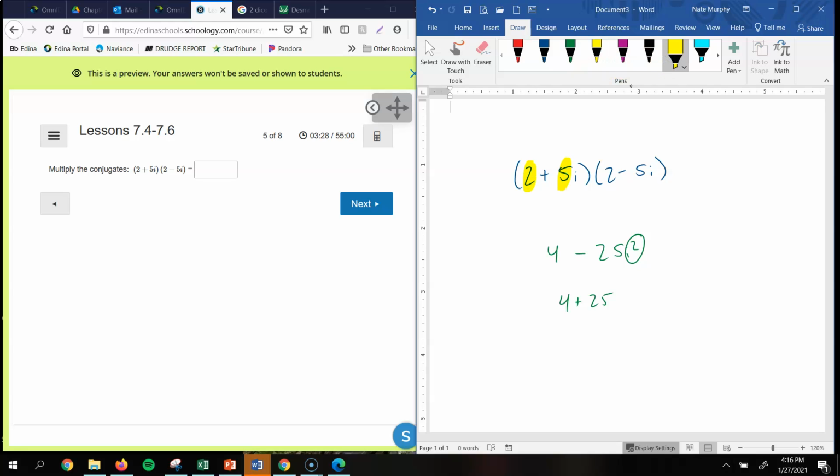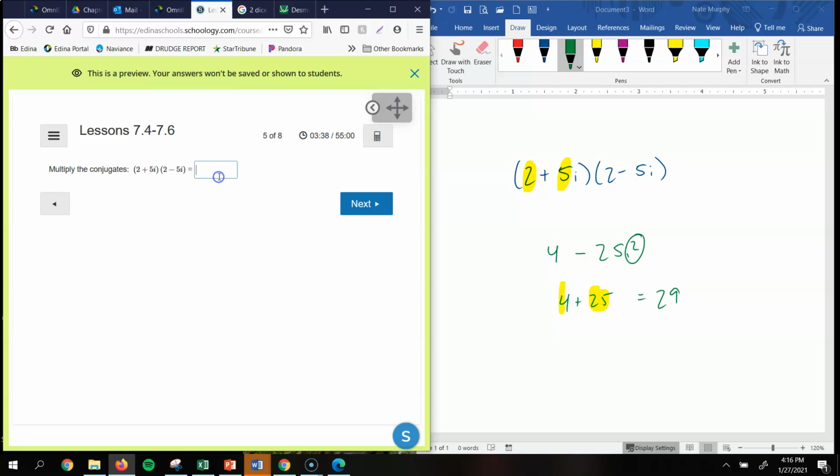The other shortcut is, since these are conjugates, just ignore the signs and just square the two values, the 2 and 5, and add them together. So 2 squared is 4, 5 squared is 25, and 4 plus 25 gives you your answer, which is 29. So when you multiply those two conjugates together, you just get 29. There should be no i's in your answer.